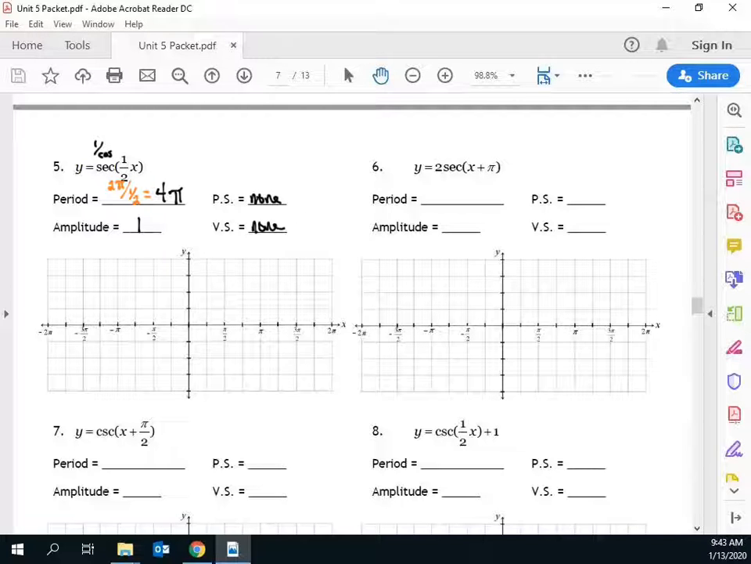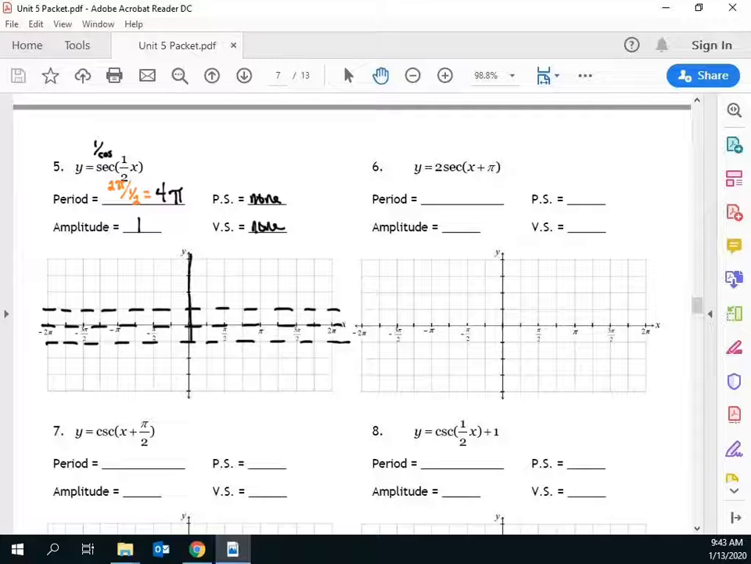So we'll go ahead and do this. All right, there's no vertical shift. Amplitude is 1. We are talking about cosine, so cosine starts with where? Max.